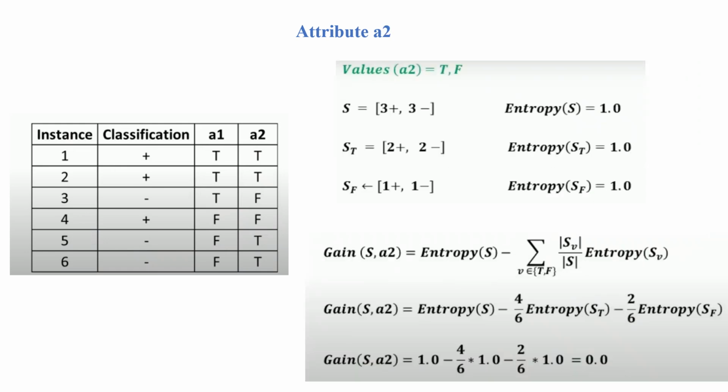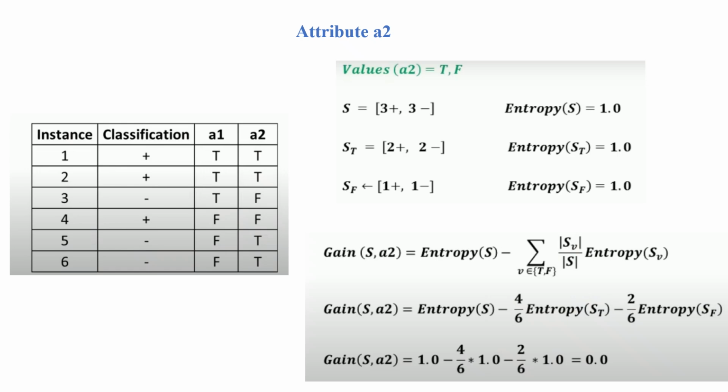Next we are going to calculate for the attribute 2. Again for attribute 2, the overall entropy with the classification 3 positive 3 negative is 1. Next, for the particular attribute 2 alone we are going to calculate the true and false. If you look at attribute 2, we are having true as 4 and false as 2. So first we will be calculating for the true.